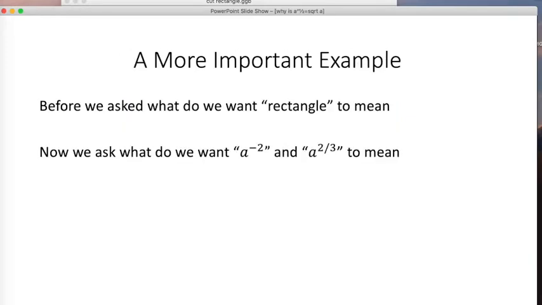Okay, so that's not a very important example. The next one is much more important. We asked before, what do we want the word rectangle to mean? Now we're going to ask what we want these symbols to mean.